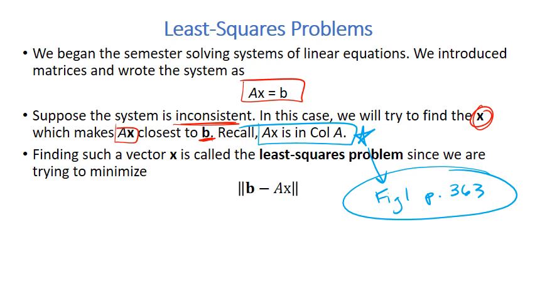Okay, so because we're looking for an Ax as close to b as possible, what we are trying to do is minimize this here. And that is the square root of a sum of squares. So that's why it is referred to as the least squares problem.